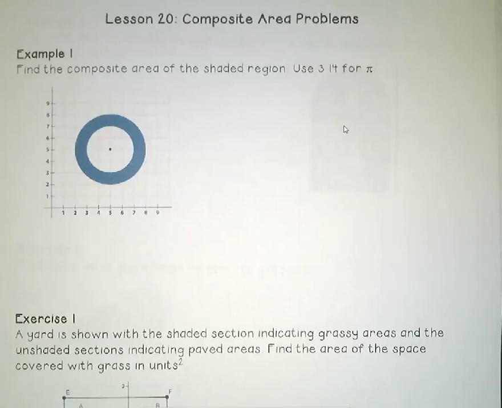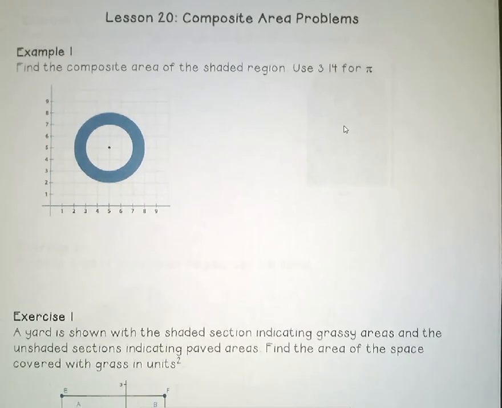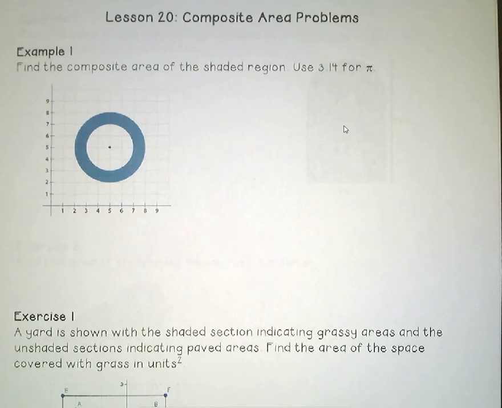Hello, grade 7. This is Mrs. Lopez. Today we are working on our final lesson in this module, lesson 20 in module 3, and we are summarizing everything that we learned about the area and circumference of a circle with the topic composite area problems. You're going to use a calculator in this one because you will have a lot of calculations going on here. Example 1. Find the composite area of the shaded region. Use 3.14 for pi.